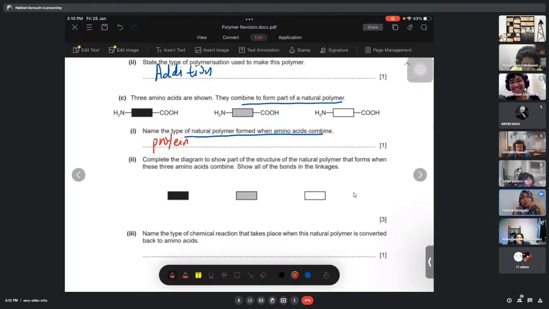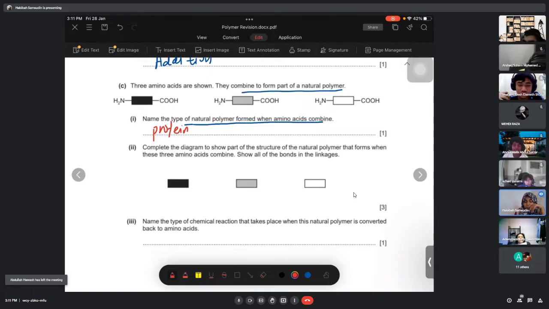Name the type of natural polymer. You have only two classes. Protein and what's the second? Carbohydrate. Okay. So class, if you write polypeptide, it's wrong. Wrong, because the question specifically asks what the natural polymer formed from amino acid is.